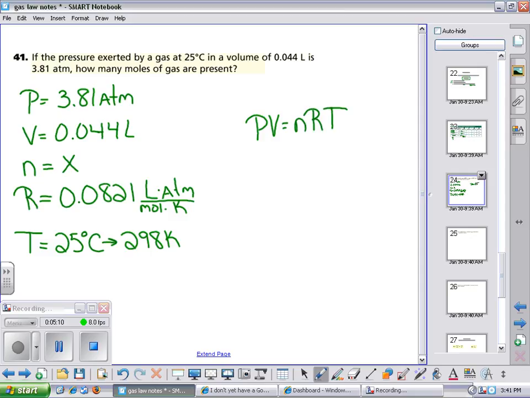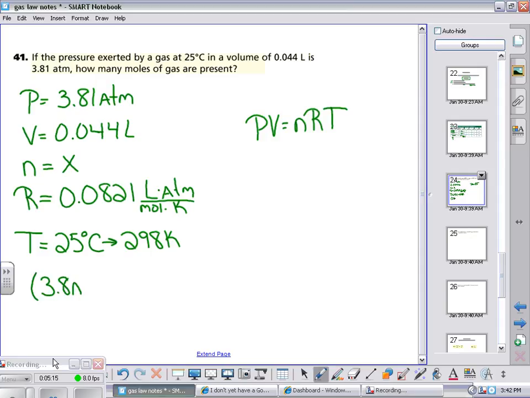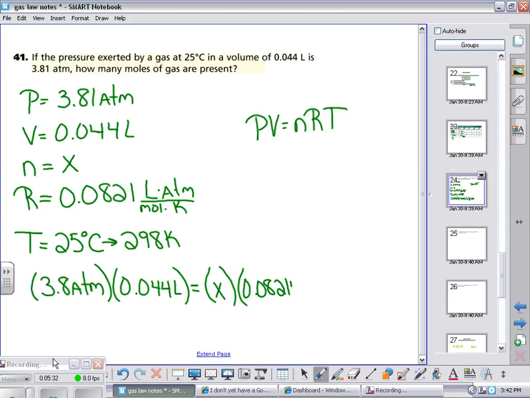So our pressure, we're going to move this out of the way. Our pressure is 3.8 atmospheres. The volume, 0.044 liters. That is equal to the number of moles, which we don't know. The R, 0.0821 liters times an atmosphere over a mole times a Kelvin. And then the temperature is 298. Again, just like all the other ones, make sure you're using the Kelvin temperature and not the Celsius temperature there.